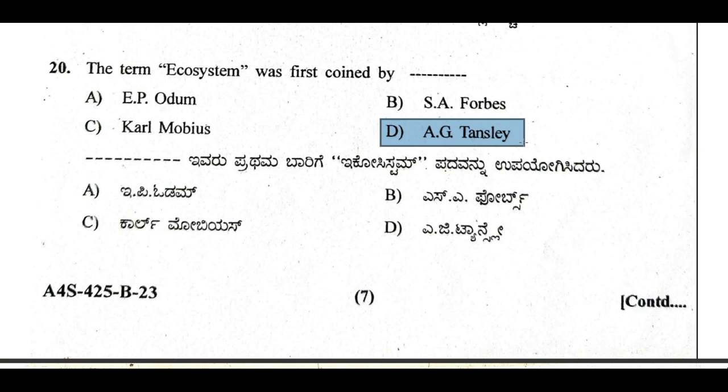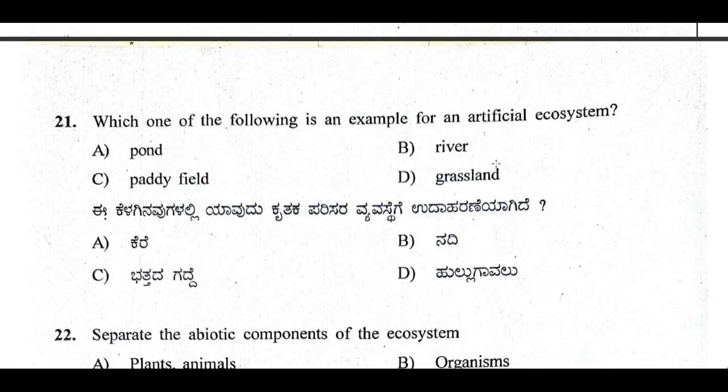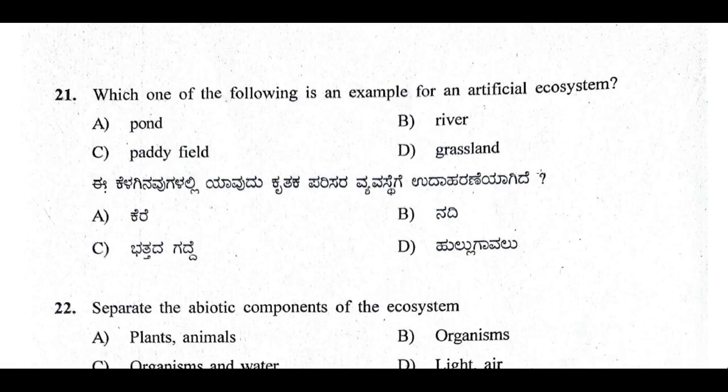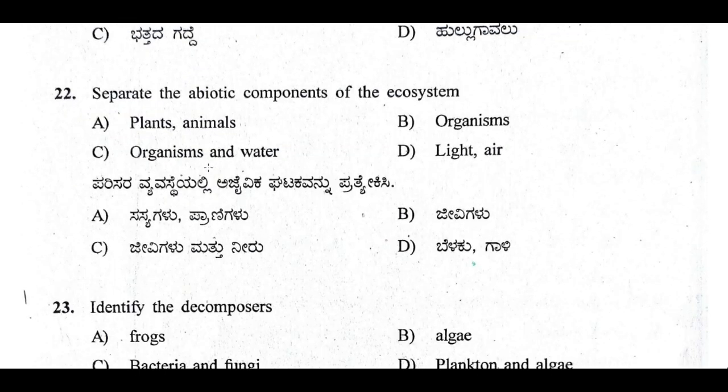Coming to question number 21, which of the following is an example of an artificial ecosystem? So we have to find which one is the artificial ecosystem. Is it pond, river, paddy field, or grassland? Not natural, artificial. Pond, river, grassland are natural ecosystems, not artificial ecosystems. So only the paddy field. Option C, paddy field is the right answer. The crop field, also called the paddy field, is an artificial ecosystem.